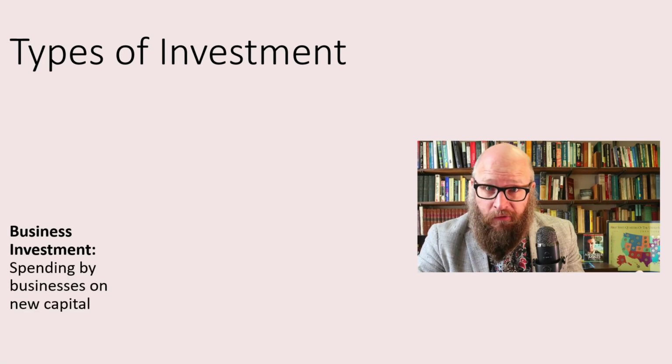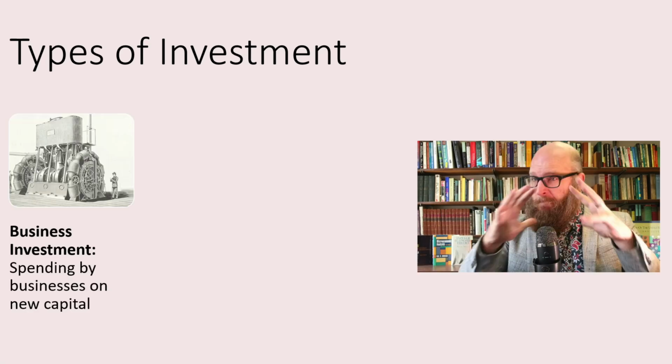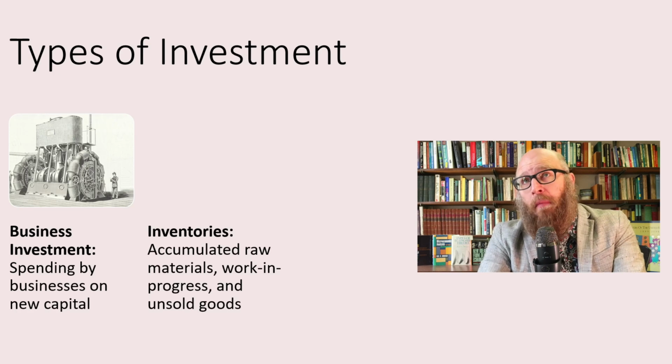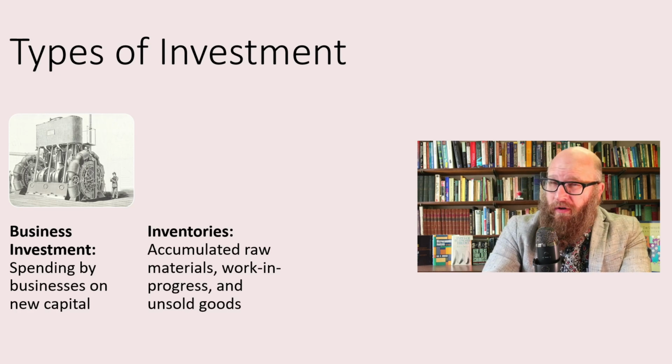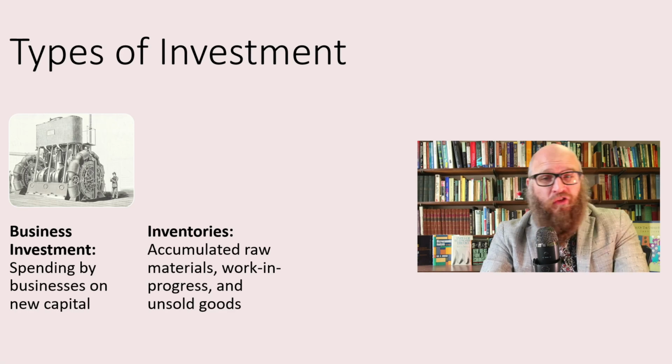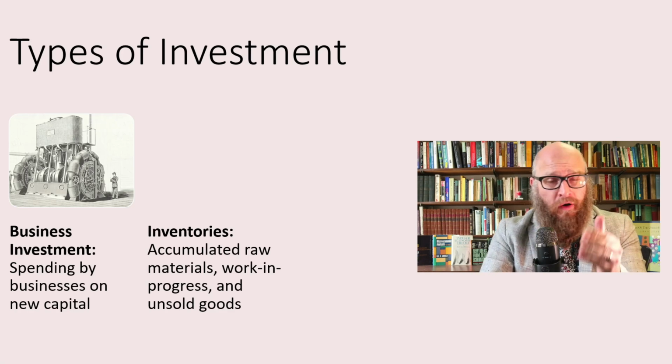We're going to break different types of investment into a few parts. First is business investment. This is business spending on new capital, big machines or buildings. A smaller component, but still very important for understanding macroeconomic fluctuations, is inventories. This is the accumulated raw materials, work in progress, and unsold goods.